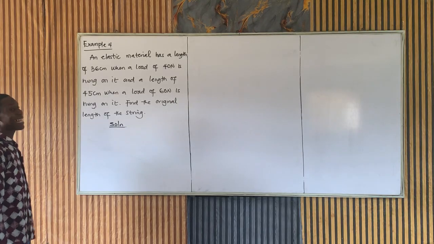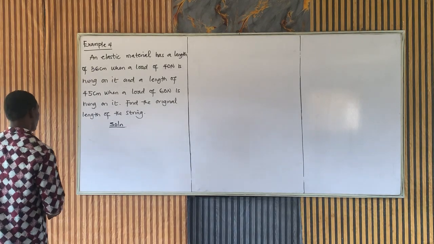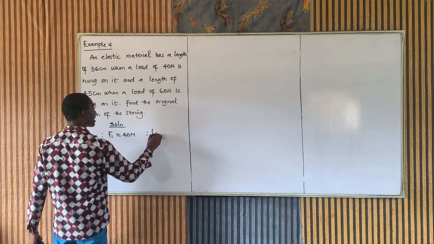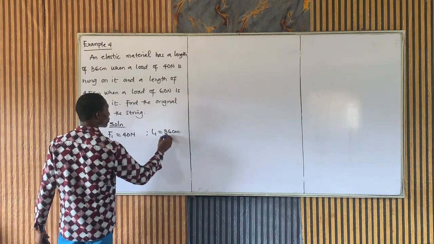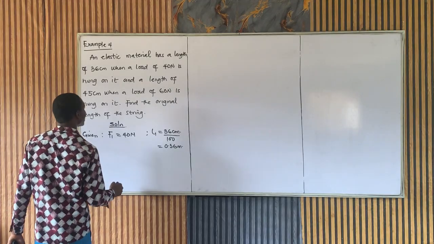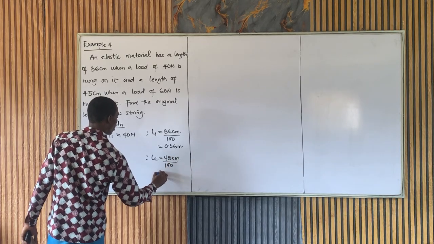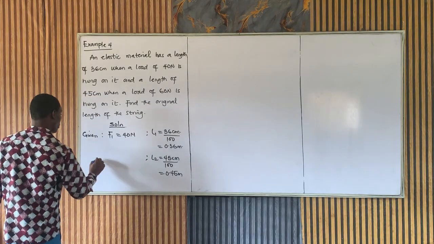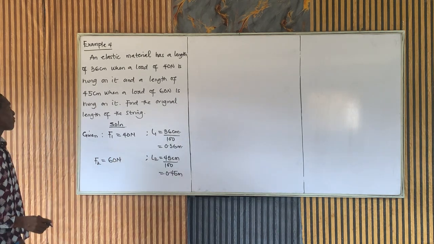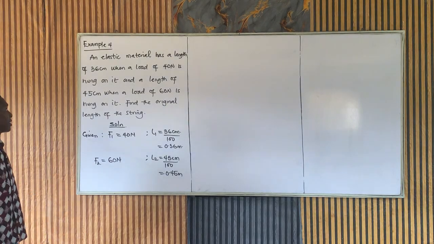Example 4. An elastic material has a length of 36 cm when a load of 40 Newton is hung on it. Right here, we are given the first force, 40 Newton, and the first length, L1, 36 centimeter, which you can convert to meter, and that will be 0.36 meter. We are also told that the length is 45 cm when a load F2 of 60 Newton is hung on it. We have to find the original length of the spring, which is also the unstretched length of the string.